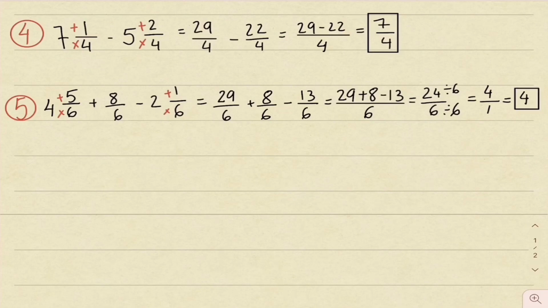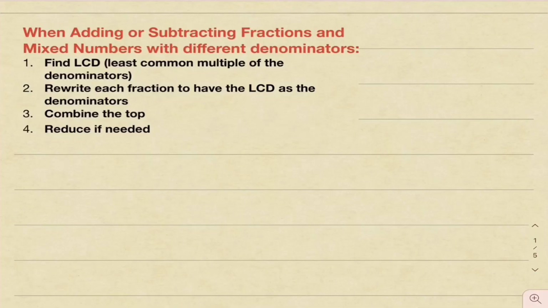So that's how we add and subtract fractions and mixed numbers with the same denominator. Now I'm going to show you how to add and subtract fractions and mixed numbers with different denominators. When adding or subtracting fractions and mixed numbers with different denominators, we have to follow these steps. The first step is to find the LCD, which is the least common multiple of the denominators, and then rewrite each fraction to have the LCD as the denominator, combine the top, and then of course reduce if needed. Problem 1.